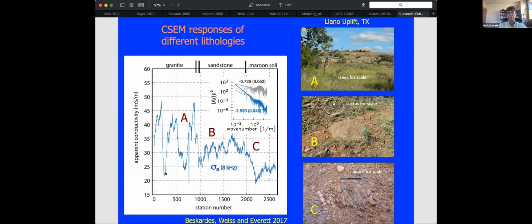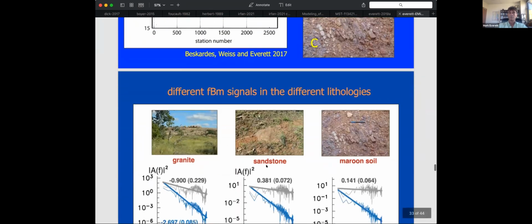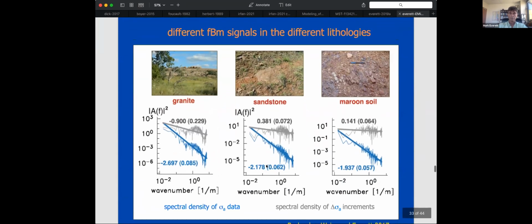We see that over the granite, we get some larger scale fluctuations. We get smaller ones as well, but significantly more long wavelength fluctuations, with sandstone somewhere in between. And then, as you'd expect, over the soil, we get mostly fine scale fluctuations. So we can take the power spectrum of all of those parts of the signal. In the granite, we get quite a steep power law. These are close to 0 for the increments. In the maroon soil, we get a relatively shallow one.